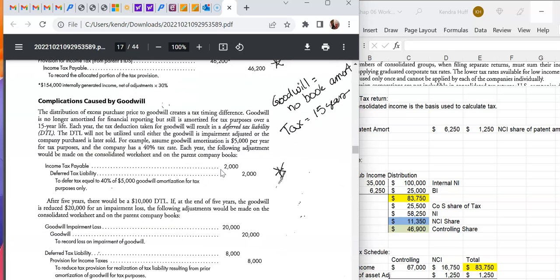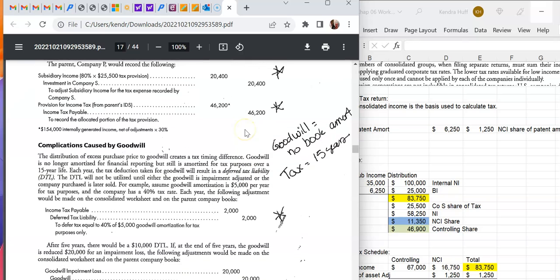All right, goodwill. We're not going to do the numbers for goodwill, but goodwill does pose a little bit of a difference in here because goodwill stays on the books forever until it's deemed, oh gosh, what do they call that? Well, worthless. There's a word for it, but I can't think of the word off the top of my head. So you don't amortize it on your books. However, for tax purposes, it can be written off over 15 years.